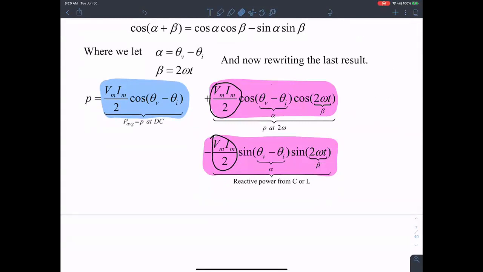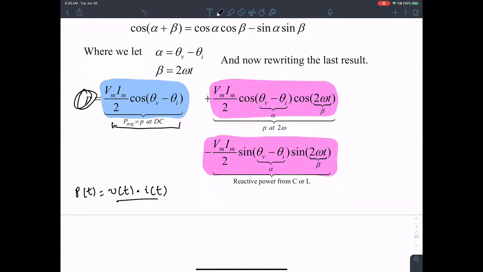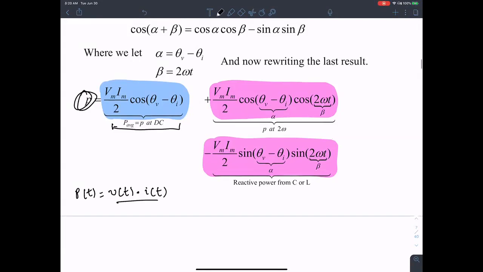So the idea is that here are three terms. Okay, when you multiply v of t in a cosine form and i of t in a cosine form to look at power, I ended up with power that had three terms in it. It's a constant DC value that's not changing. We like to call this the average power. Then there is a cosine term that is varying at 2 omega t. And then there's a sine term that is varying at 2 omega t as well.